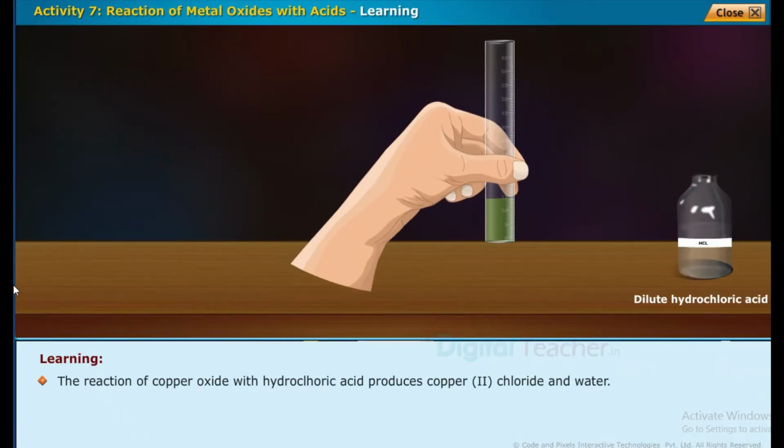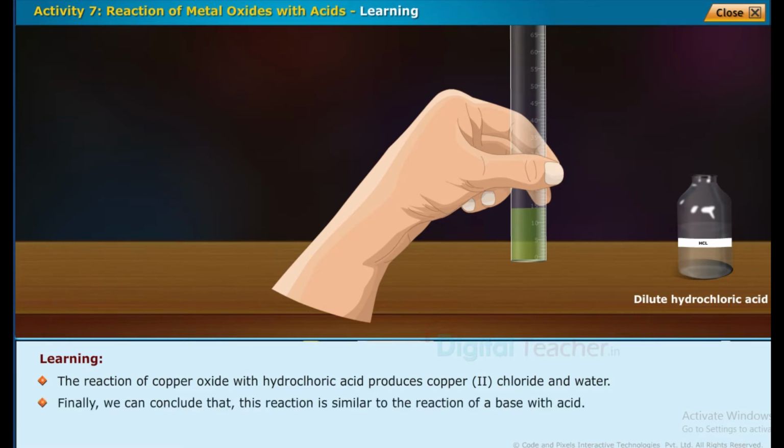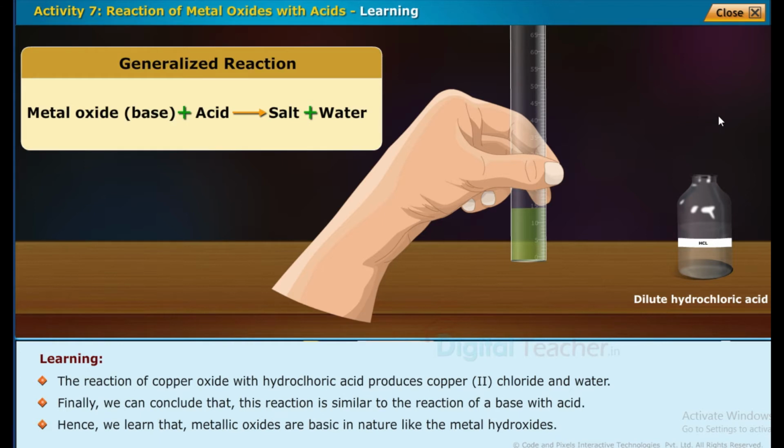The reaction of copper oxide with hydrochloric acid produces copper chloride and water. Finally, we can conclude that this reaction is similar to the reaction of a base with acid. Hence, we learn that metallic oxides are basic in nature, like the metal hydroxides. Now, let us learn the reaction of a non-metal oxide with a base.